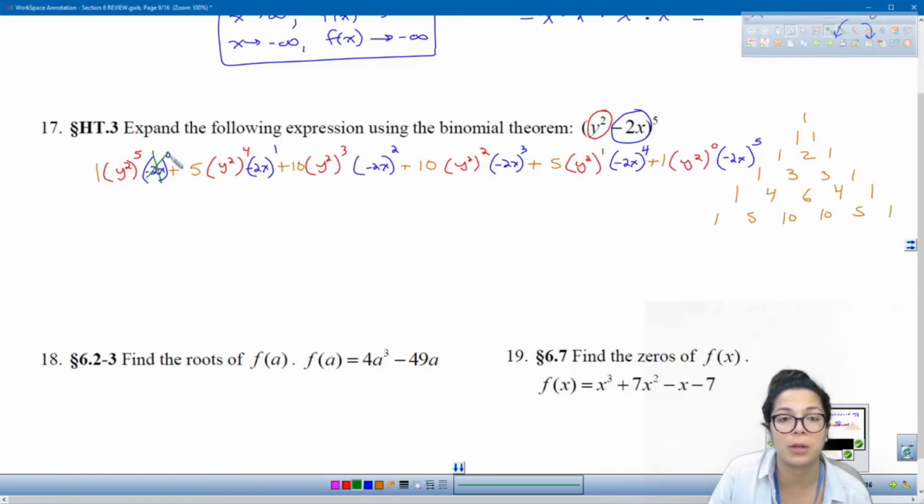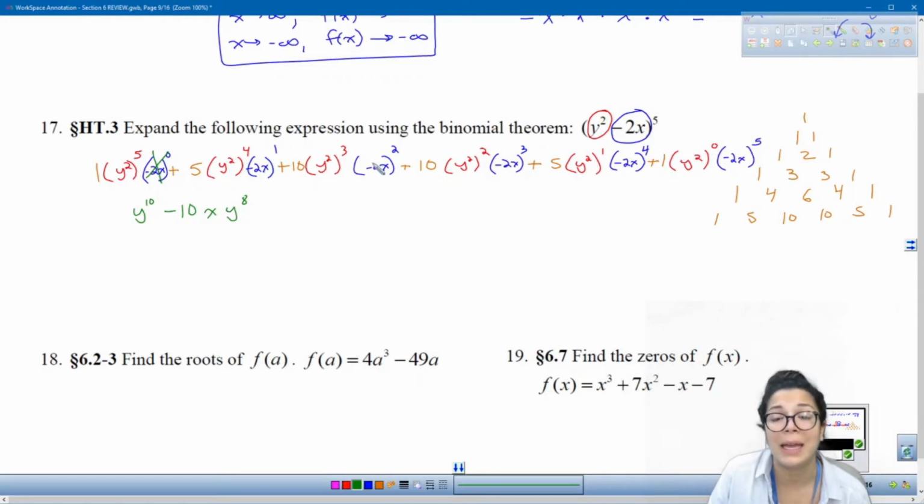So we take the first term, that's just 1. y squared to the power of 5 will be y to the power 10. Moving on to the next one, we actually have negative 2x to the power of 1, which is just one copy, so that's negative 2x. Negative 2 times 5 is negative 10. y squared to the power 4 is y to the power of 8. So this will be negative 10x to the power of 1, y to the power of 8.